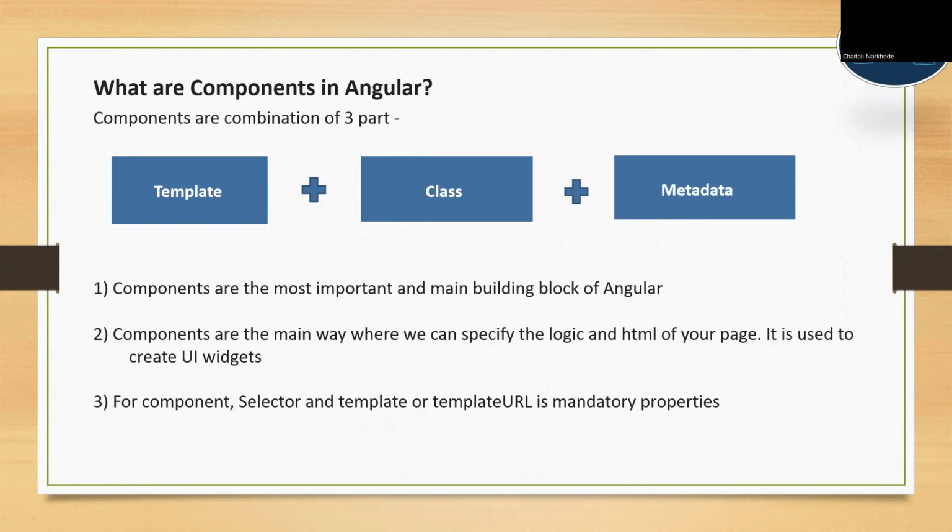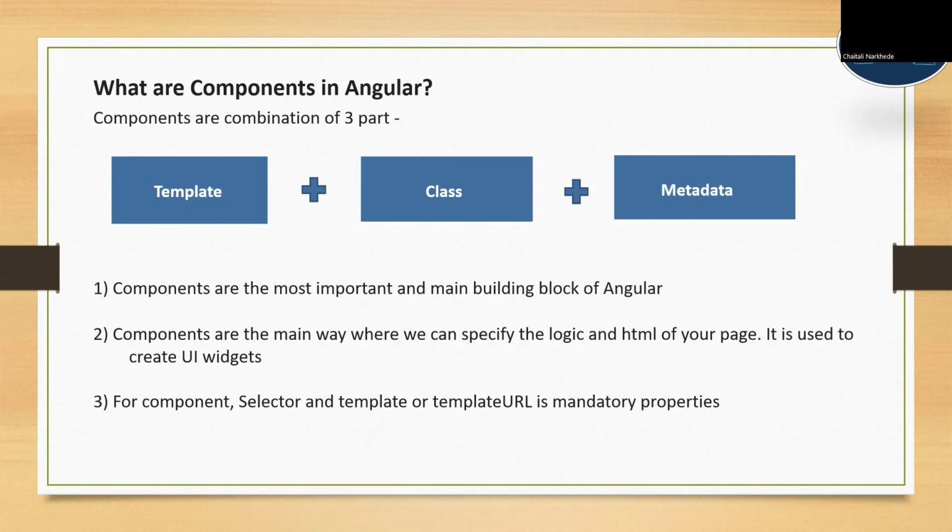A component contains three parts: template, class, and metadata. The template has HTML code, that is the view of your page. The class contains TypeScript code, logic and methods. For example, if you have to capture a click event, that method we can write into the class.